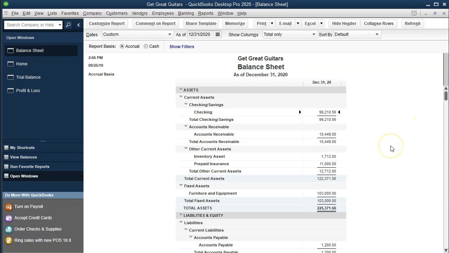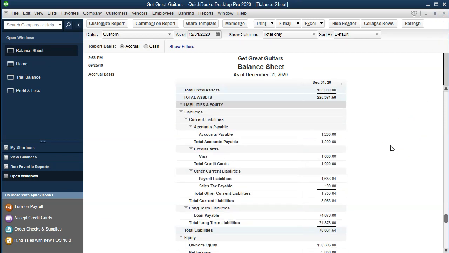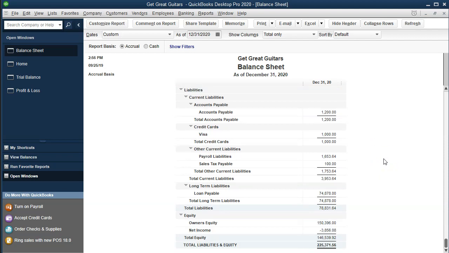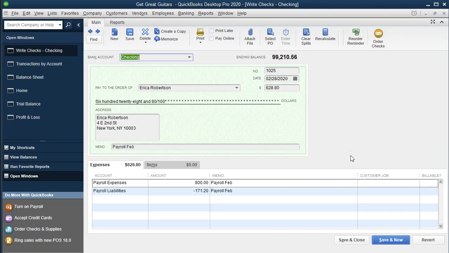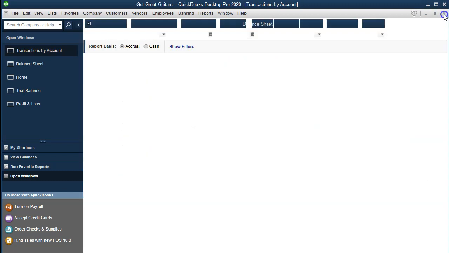The other side, we see that the liability account should be increasing. The liability account now should be appearing down here because we paid it off before, so it went away on the balance sheet, but now it's back. There it is. There's the 1653.64. If we double click on that, we see the detail. The detail of, we have Erica and Adam. Erica and Adam, double clicking on that, we see our paycheck. Closing this back out, closing this back out.